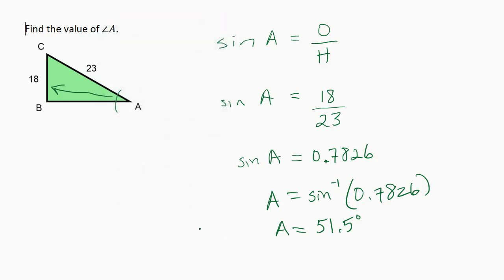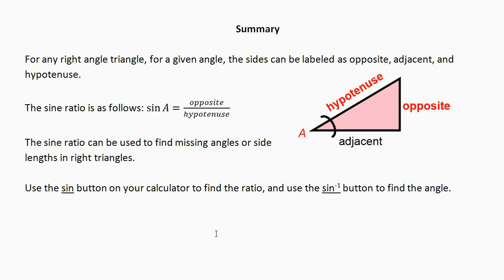So in summary, for any right angle triangle, for a given angle, we have to remember to take the perspective of this angle or this angle. If we're talking about this angle, the sides can be labeled as opposite, adjacent, and hypotenuse. Opposite is always across from the angle we're thinking about. Adjacent is always part of the angle we're thinking about. And hypotenuse is always across from the 90-degree angle. This one's always the longest side, just like you've learned before.